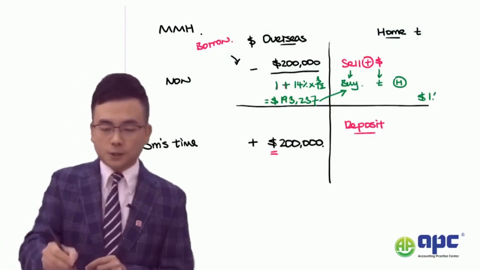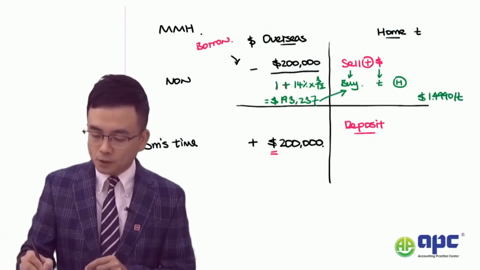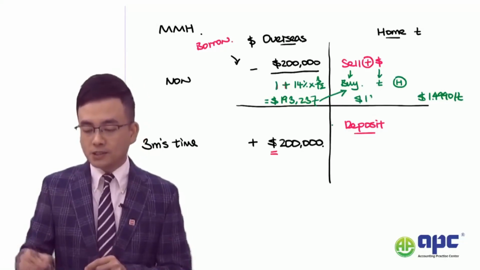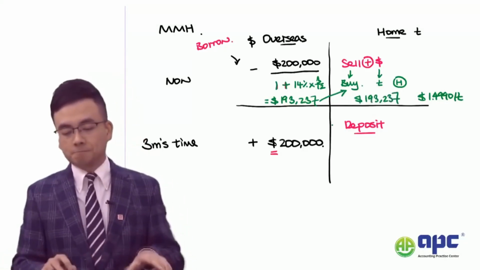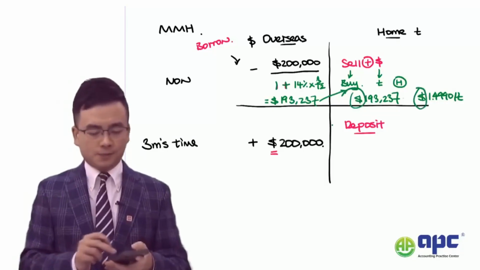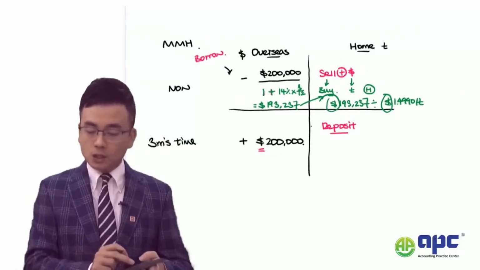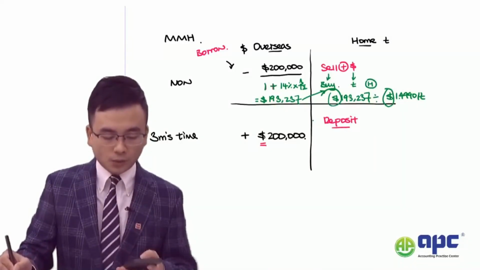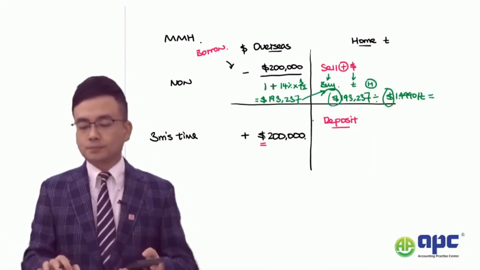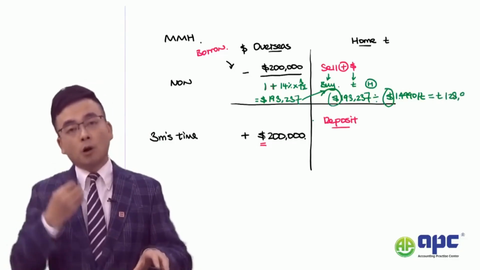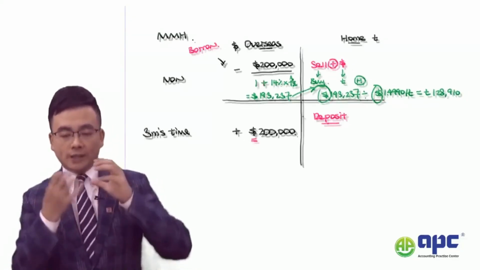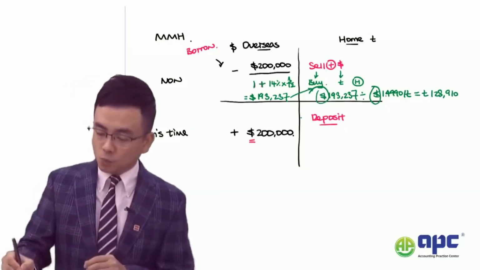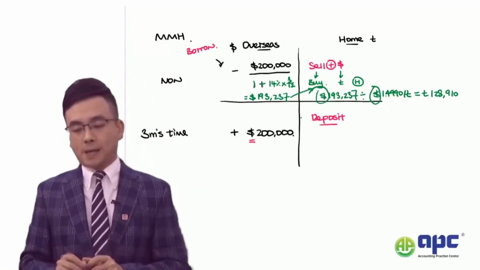The transaction value, we directly copy that to be 193,237. The first symbol is the same, so we use divide. 9 out of 10 times we will use divide. So divide by 1.4990, and that becomes pound 128,910. Which means that we borrow the USD, we convert that into UK pounds, and we get the lump sum of money right now.